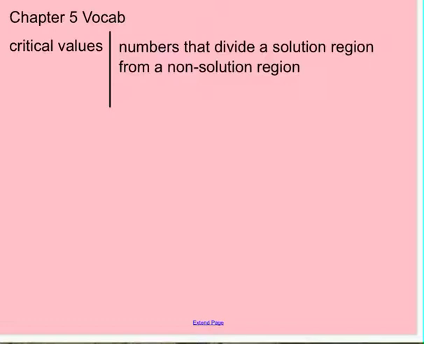So first we've got a little bit of vocab, and that is critical values. These are numbers that divide the solution region from a non-solution region.